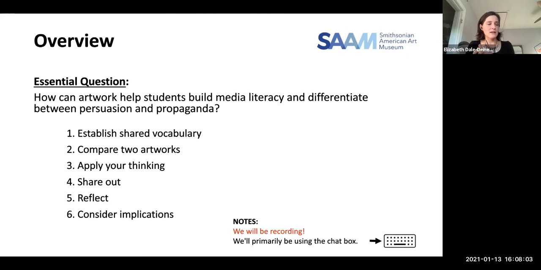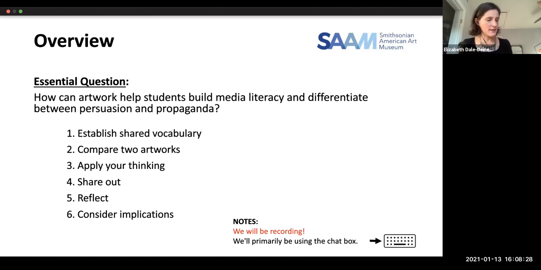You'll see that we're going to establish a shared vocabulary. We're going to compare two artworks. We're going to start to apply the thinking. That's when we're going to use Jamboard, so I'm going to drop that link in the chat. For those of you joining via recording, you'll see that later. And then we're going to reflect out and consider the implications. I always overstuff, so I apologize. I'm going to, at some point, have to accelerate because I always put too much in.